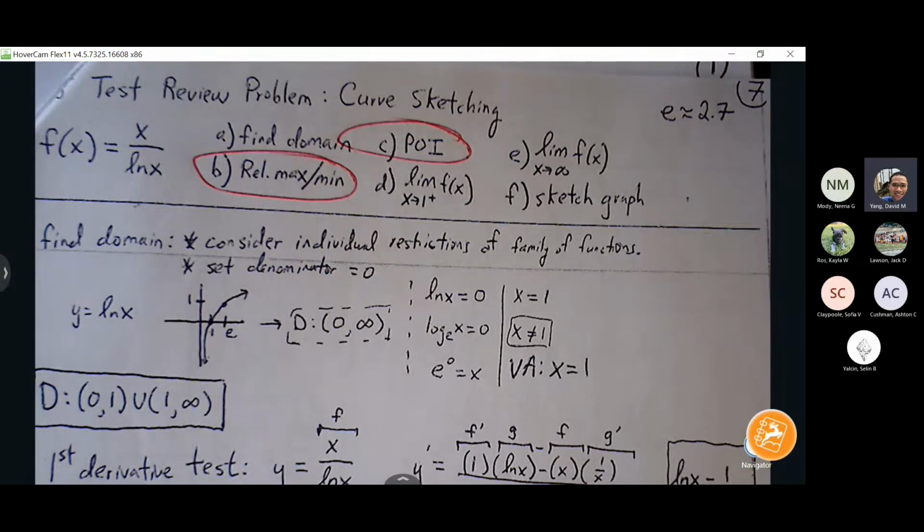You can use the graph, but you can also solve it. So it's nice to know both ways.